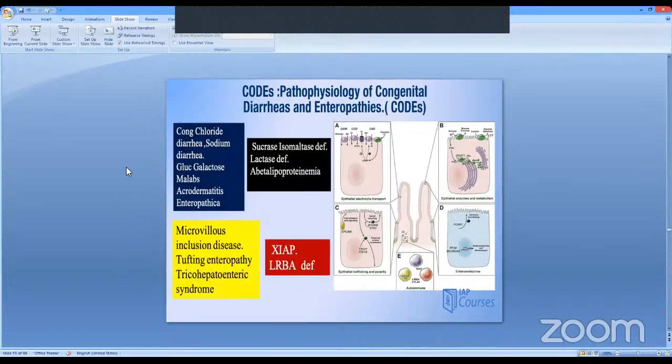Now see. Group A: congenital chloride diarrhea, sodium diarrhea, glucose galactose malabsorption, acrodermatitis enteropathica. This is because of the epithelial electrolyte transport defect. Now sucrase isomaltase deficiency, lactase deficiency, abetalipoproteinemia. This is epithelial enzyme and metabolism defect. Microvillus inclusion disease. This is mostly not diagnosed in our setup. Tufting enteropathy and trichohepatoenteric syndrome. This is because of the epithelial trafficking and polarity defect. And enteroendocrine: X-linked autoimmune enteropathy and some other rare conditions because of the defect in the enteroendocrine part of the epithelial cells.